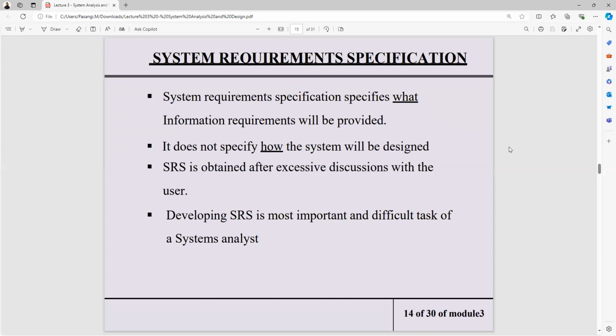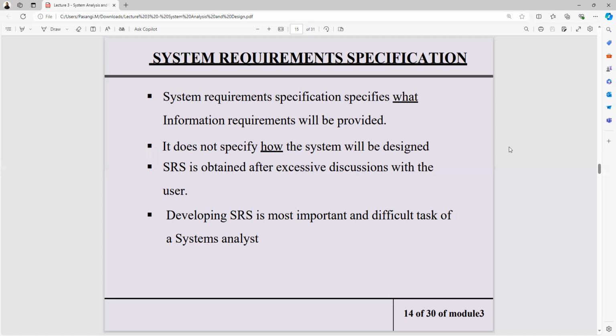Okay, then we are moving to the system requirement specification. Now, what are the system requirement specifications we need to have? The system requirement specification specifies what information requirements will be provided. The SRS document is not specifying how the system will be designed. It is not expressing the entire process of how the system will be designed.